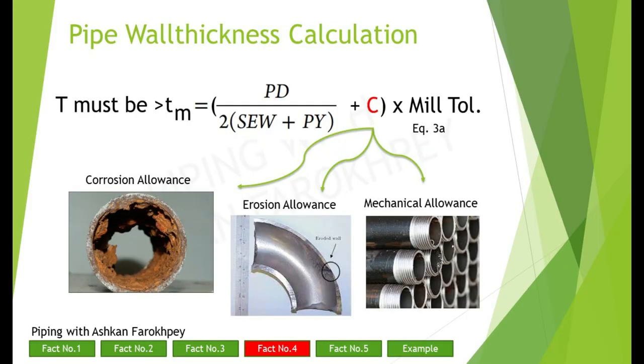Fact number 4. The character C in this formula doesn't include the corrosion allowance only. If our piping is gonna be threaded and then used like the galvanized pipes, the required mechanical allowance equal to the groove's depth must be also considered. Additionally, if our piping system is intended to be used in services where sand or any erosive flow regime exists, an additional thickness is needed to prevent failure after some erosion in our piping.